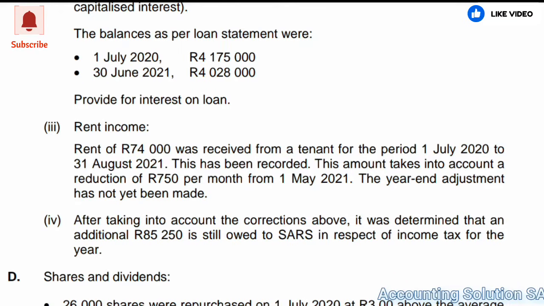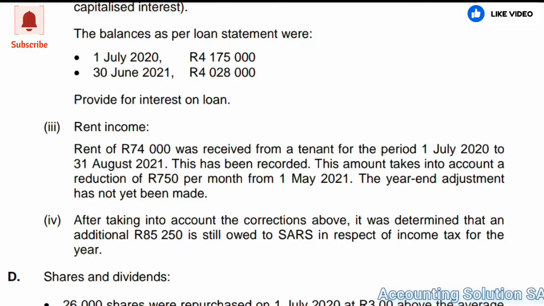This has been recorded. Okay, before we proceed, guys, I want to emphasize this. Remember, when we prepare the income statement, we must only record items for only 12 months. For only 12 months. Okay, let's check. They said it was received from 1 July 2020 until 31 August. Is it 12 months? No. This is 14 months. And it's wrong. Which means that the other 2 months were not supposed to be added because it's income. They were not supposed to be added. Now we have to figure out how much, then we subtract.